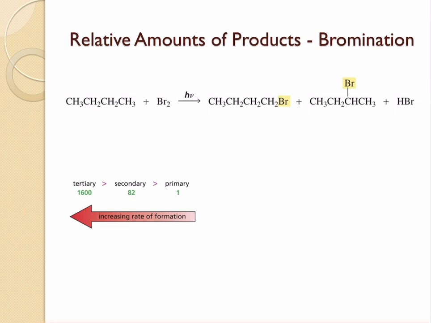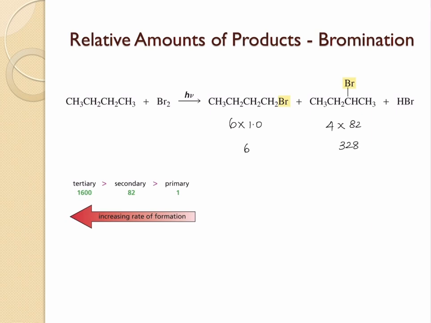So we have 1-bromobutane and 2-bromobutane as the products. Here there are 6 hydrogens and the relative reactivity of the primary radical is 1, so there is no change in that. But here there are still 4 hydrogens, but the relative reactivity of the secondary radical has now increased, which means it is 82 here. So when you multiply these numbers, it's going to be 6, and here it's going to be 328.